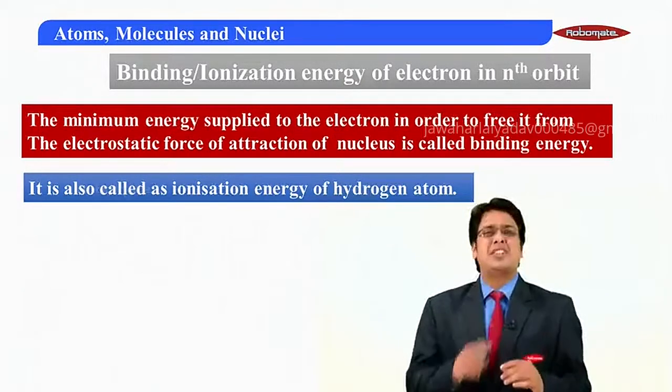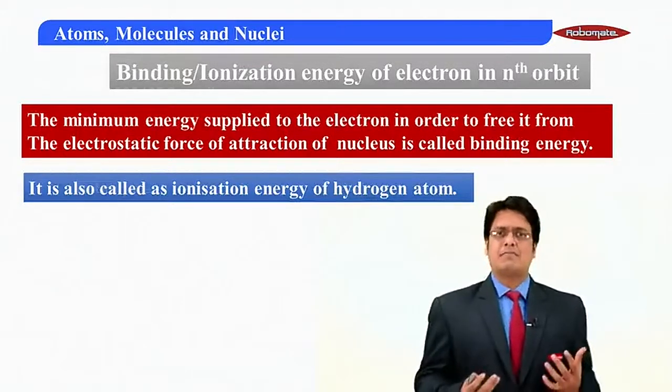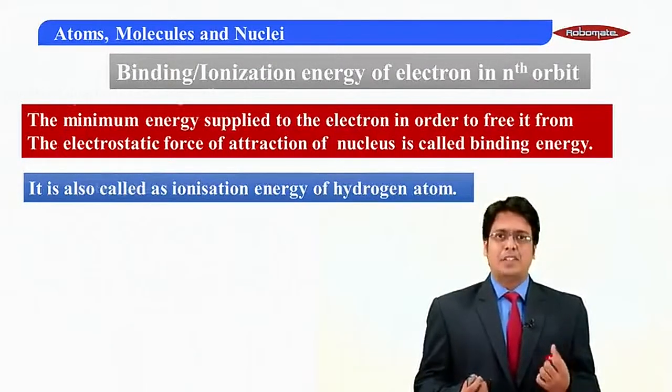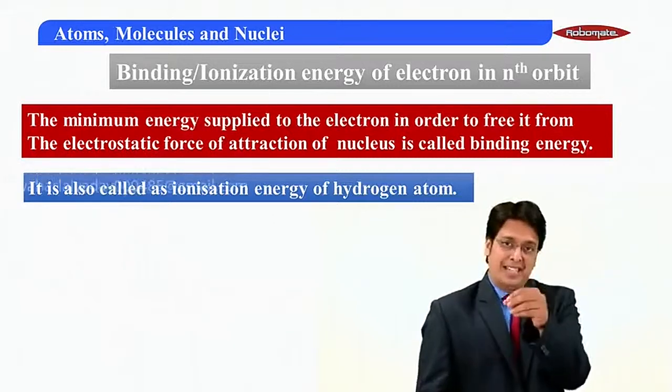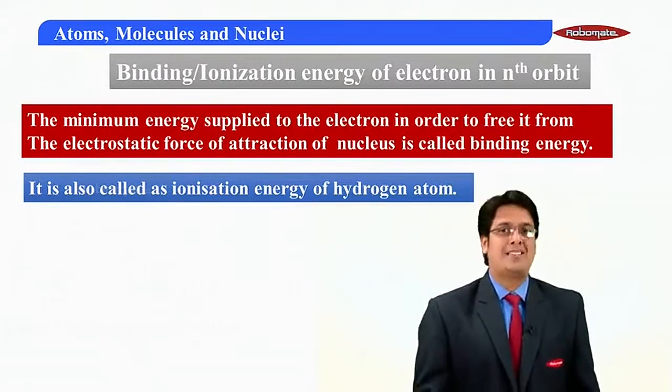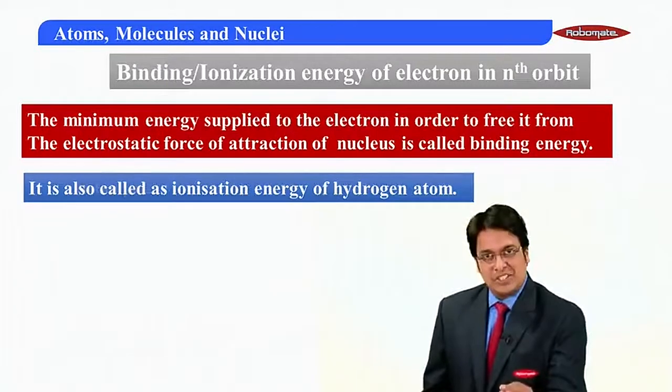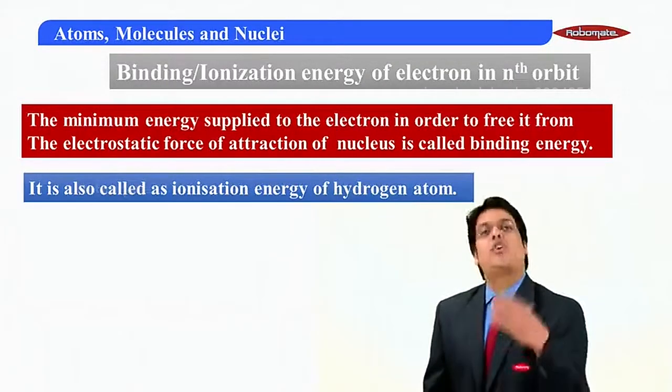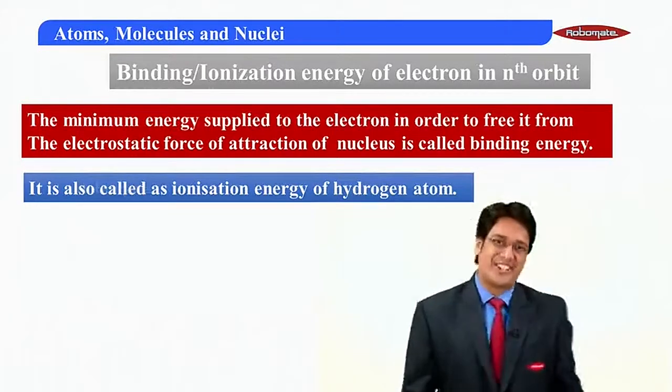So why is the name ionization given? Now imagine I am an atom. And if somebody takes your electron, you become a widow. That widowed atom is called an ion. So the energy with which an atom becomes an ion is called ionization energy.